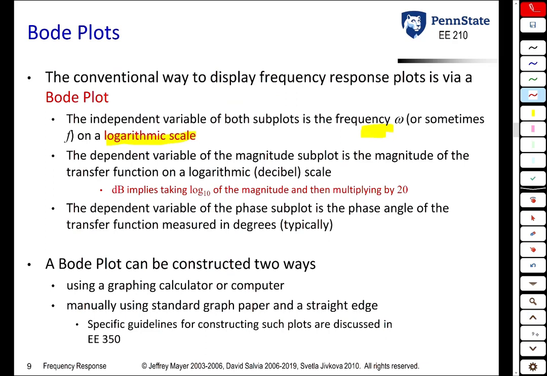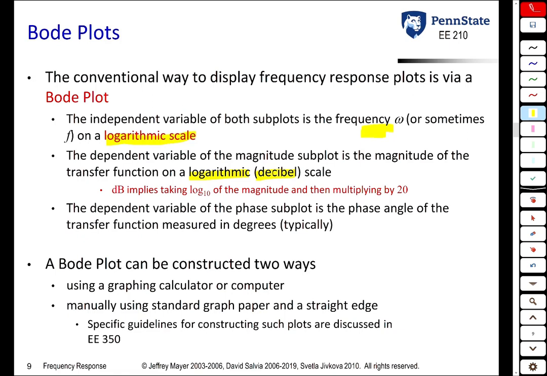So that's the first key thing with Bode plots, is that the frequency is plotted on a logarithmic scale. The dependent variable of the magnitude subplot is the magnitude of the transfer function, also measured on a logarithmic scale, and specifically we do it on a decibel scale. So decibels, as we'll review in a page or so, basically means you take the log base 10 and then multiply it by 20.